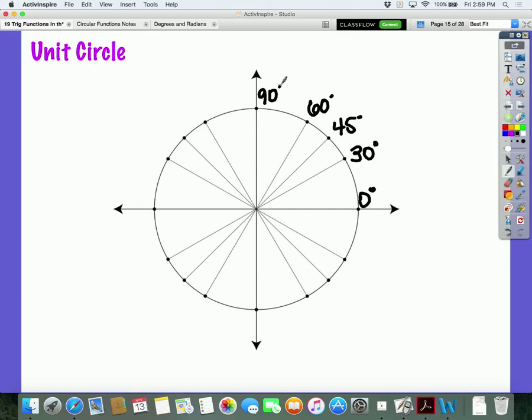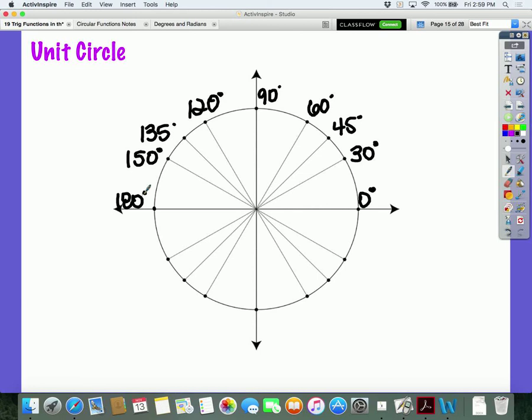Let's keep going. It follows the same pattern. How far is 60 away from 90? 30. So this point is the same distance away from 90. How far is 45 degrees away from 90? 45. So you add 45 more, and it is 135. How far is 30 away from 90? 60. So that means this point has to be the same amount: 150. And this point here? 180. And you keep going.